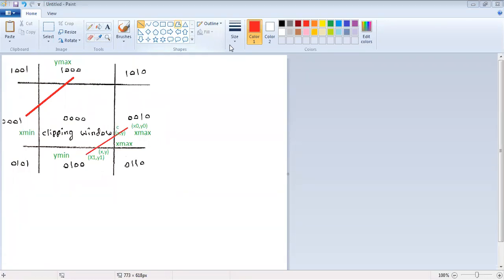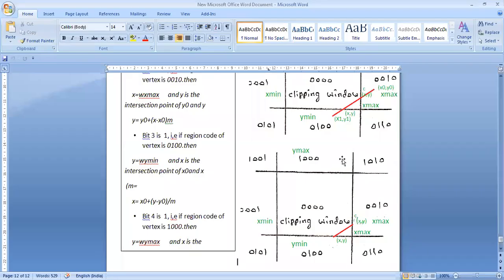To clip a line, x and y I calculated here, where x is equal to x max and y is equal to this formula. Coming to bit 3, y is equal to y min and x is equal to the slope intercept formula.